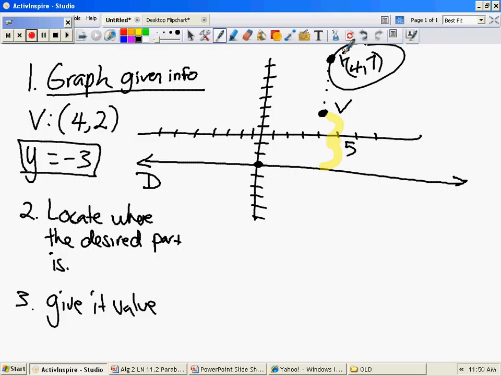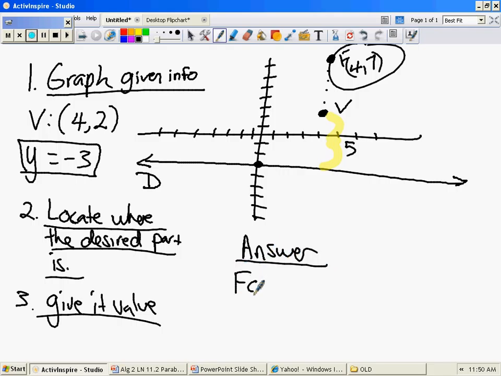My focus is 4, 7. So here's our basic steps, and we're just going to follow these every time. Graph the given information. Locate where the desired part is at, and then we're going to give it a number. In this case, 4, 7 is the answer. So I'll highlight that here. The focus is 4, 7.